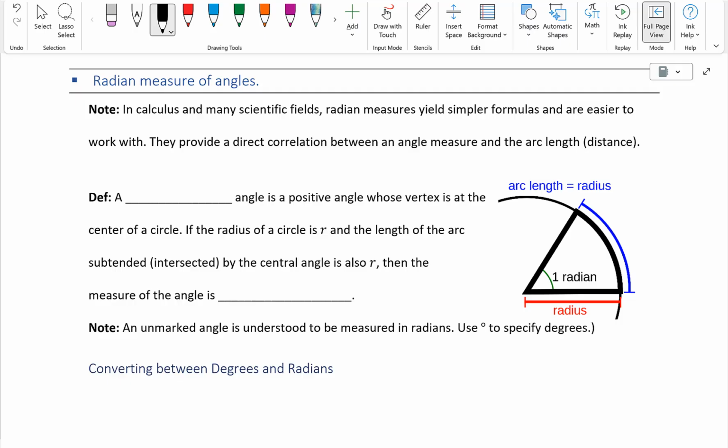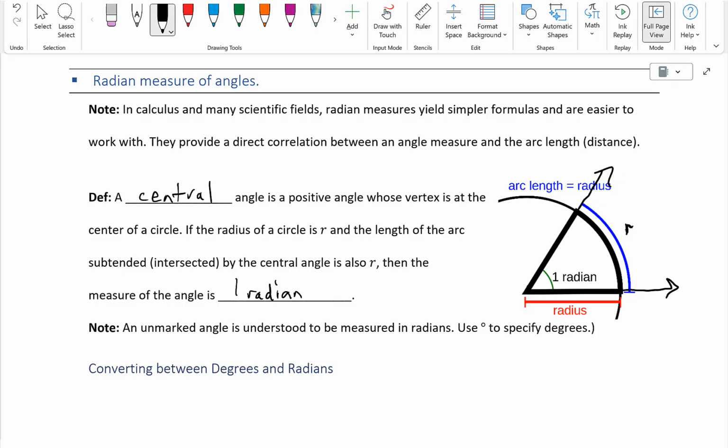So we have a definition: a central angle is a positive angle whose vertex is at the center of a circle. So if we have a radius of a circle that is r, and the length of the arc subtended or intersected by the central angle, so right, those thick black lines coming out, that's the angle they'd intersect, is also r, then the measure of the angle is 1 radian. Right, so if this distance out here is r, the same distance as the radius, then the measure of that angle is what we call 1 radian.